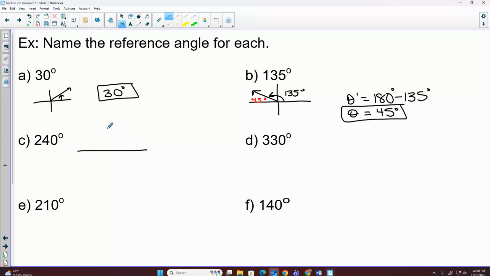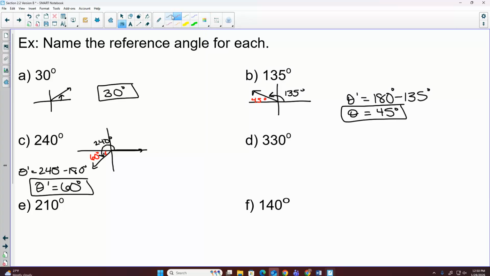If I said 240, what quadrant is 240 in? So if this is 240, how do I get my reference angle? That would give us 120 though, so that's more. If I do 240 minus 180, I get 60 degrees. So my reference angle is just the 60 right here.